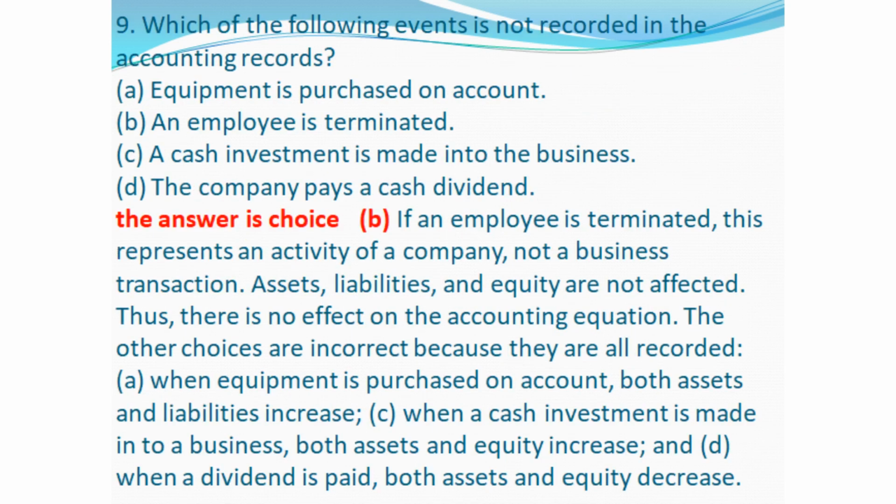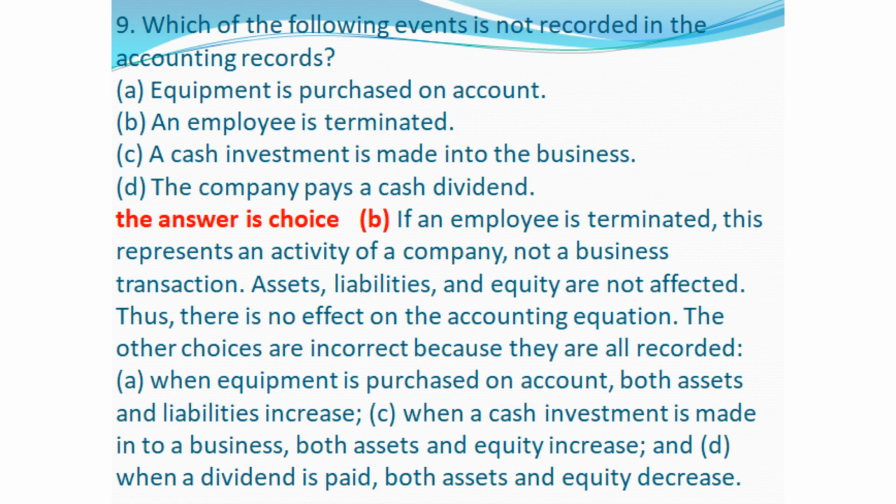9. Which of the following events is not recorded in the accounting records? A. Equipment is purchased on account. B. An employee is terminated. C. A cash investment is made into the business. D. The company pays a cash dividend.